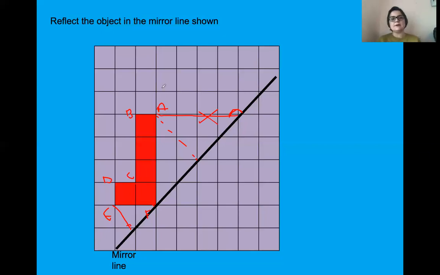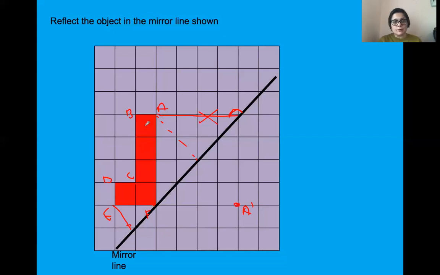It's opposite. Right, so A dash is going to be, can you see, A from the mirror line is 2 diagonals away. So 1, 2. And so it's going to be 2 diagonals away on the other side. So A dash is going to be right here, and then we're going to call it A dash.